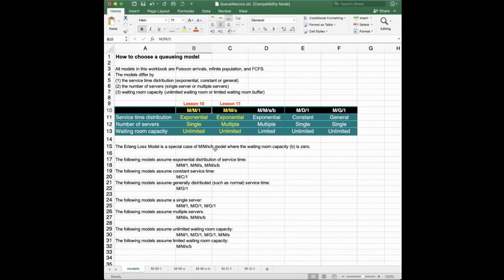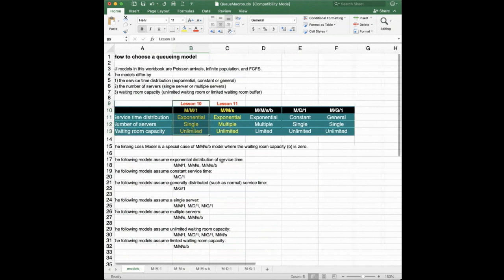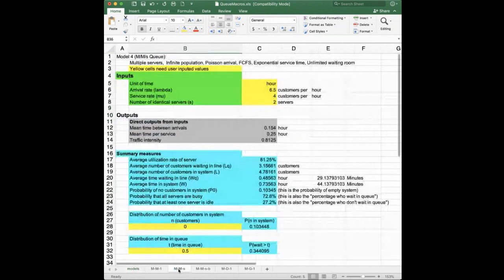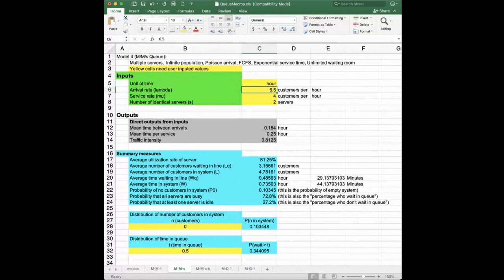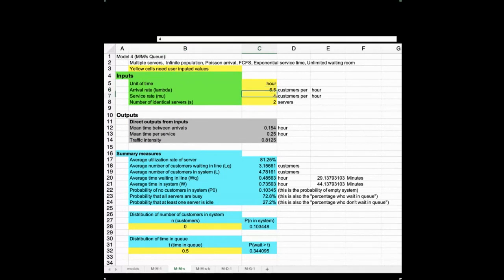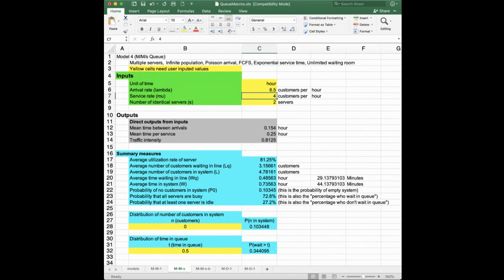We have several different models. The one that's related to what we did in the previous lesson is this model. It's called the MM1, and the one that we're using for this lesson is called the MMS. And so we come over here to the MMS model, and all we need to input to this model is the arrival rate. We're going to just type in 6.5, the service rate, which is 4, and then the number of servers.